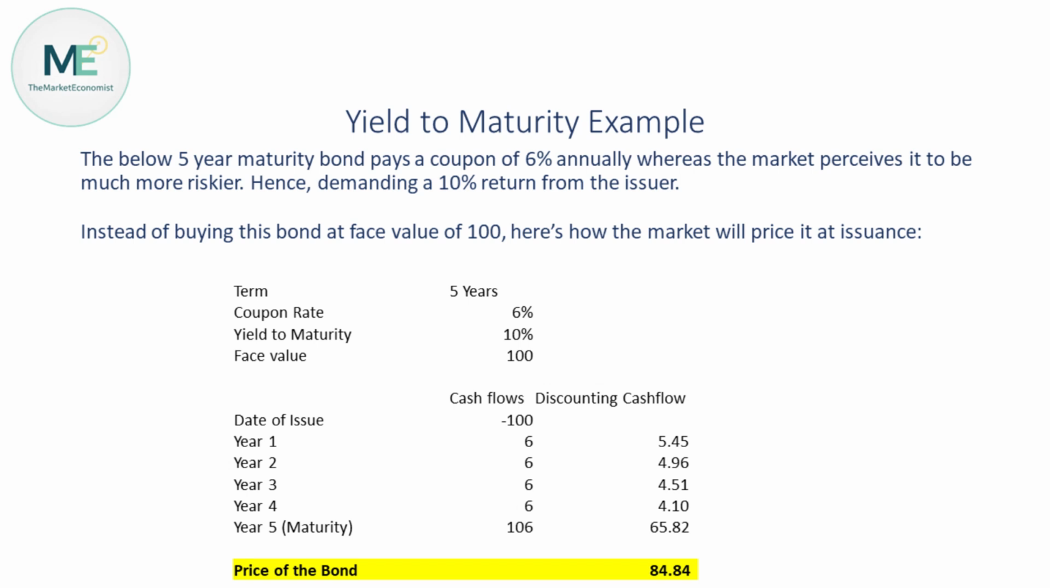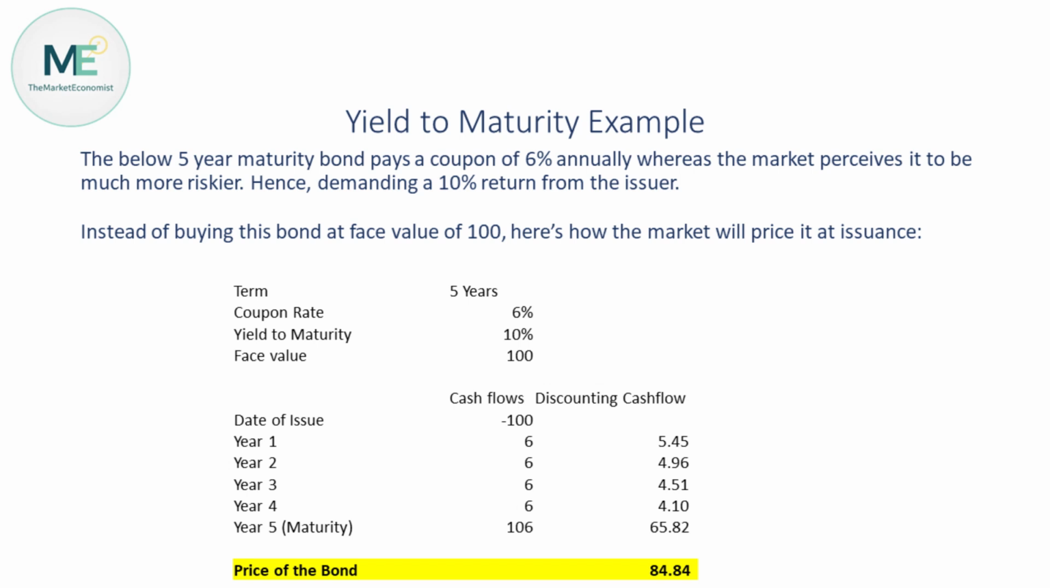So let's look at an example of yield to maturity. This is a 5-year maturity bond which pays a coupon of 6% annually, and the market perceives it to be much riskier, hence it demands a 10% return from the issuer. So instead of buying this bond at face value of 100, here's how the market will price it at issuance. The term is 5 years, coupon rate is 6%, yield to maturity, let's say here, is 10%, because the investor community is thinking that if I want to invest in this bond, the 6% coupon that the company will pay me is not good enough.